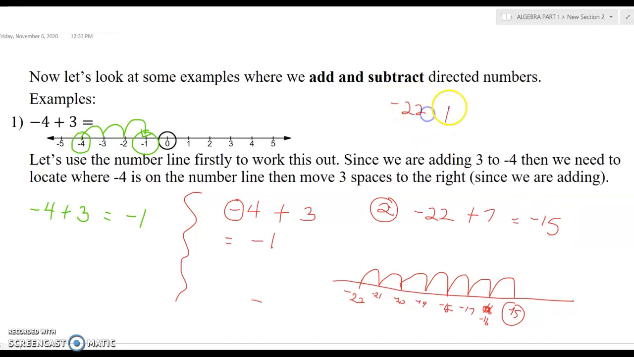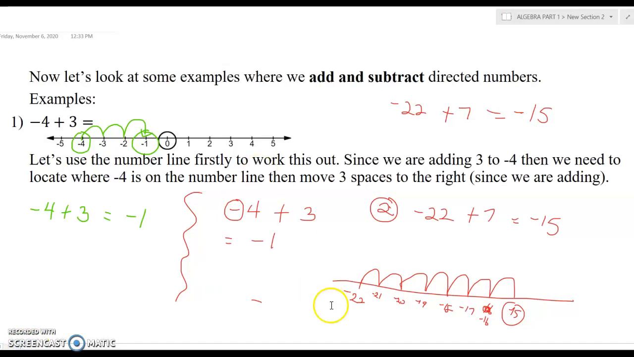Negative 22 plus 7. The bigger number, 22, has the negative sign. So you know your number is going to be negative. And what is 22 take away 7? That's 15. So negative 15. You can look at it that way, right? You don't have to do it that way. Do whichever way you are comfortable doing it.